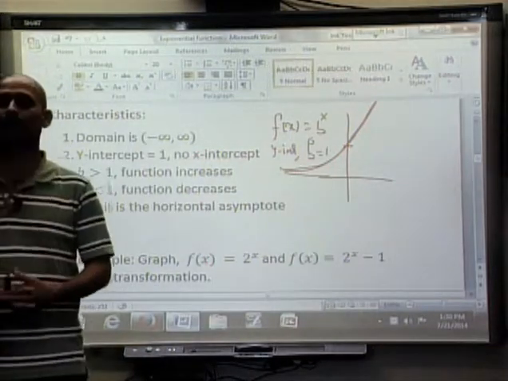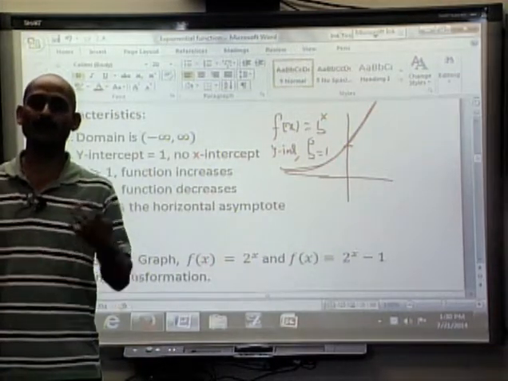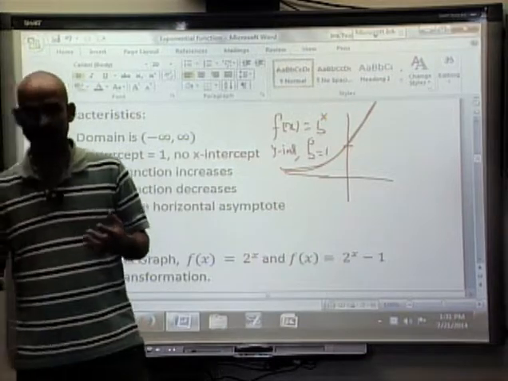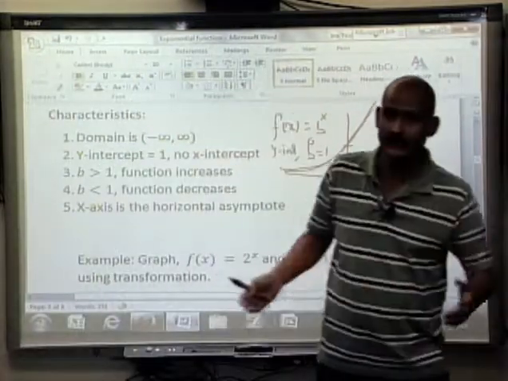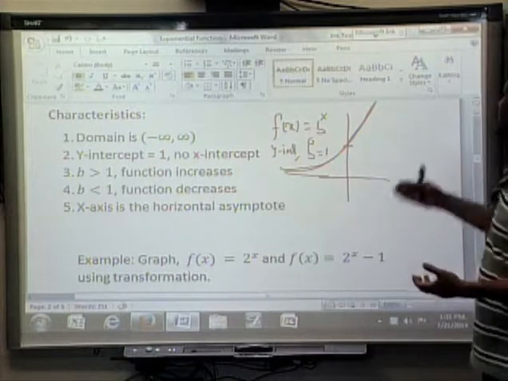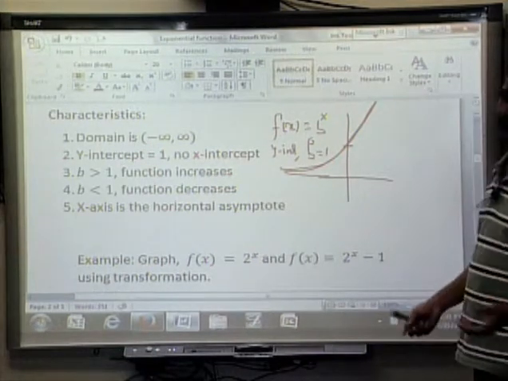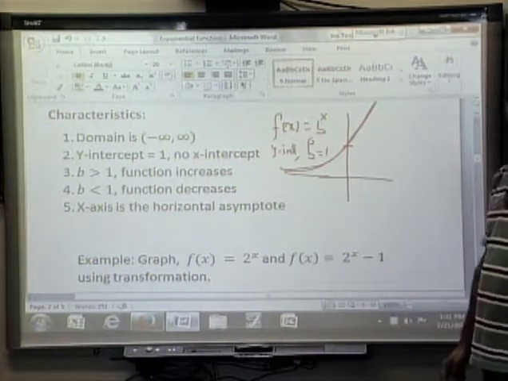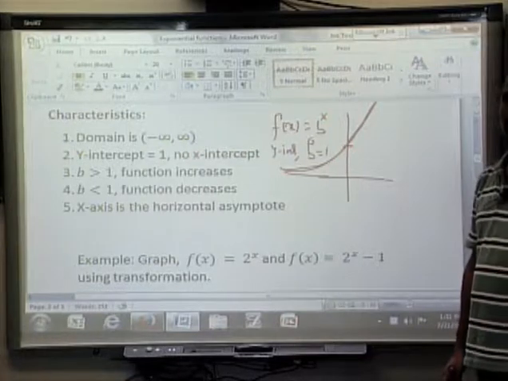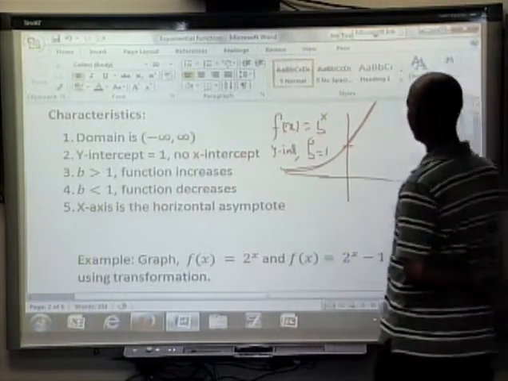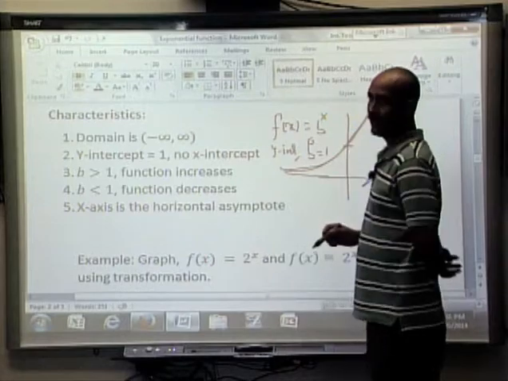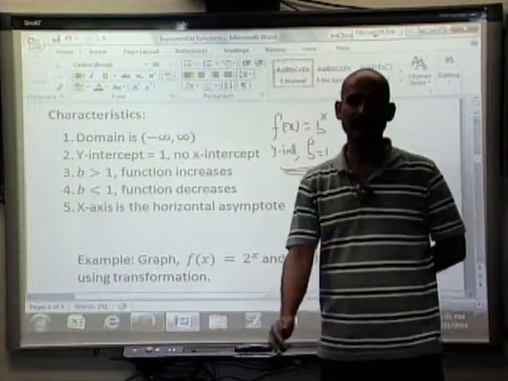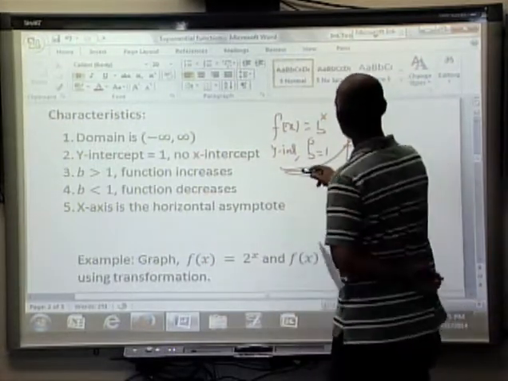So, exponential function will not have any x intercept. The basic exponential function b to the x will not have any x intercept.